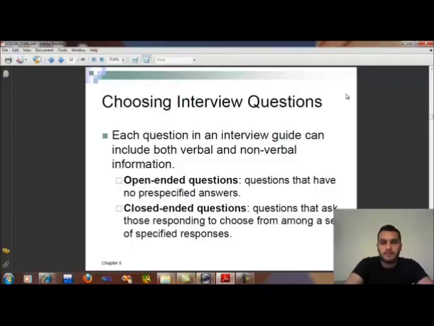Each question in an interview guide can include both verbal and non-verbal information. What are open-ended questions? An open-ended question is a question that has no prespecified answers. And closed-ended questions: what are closed-ended questions? They are questions that ask those responding to choose from among a set of specific responses.